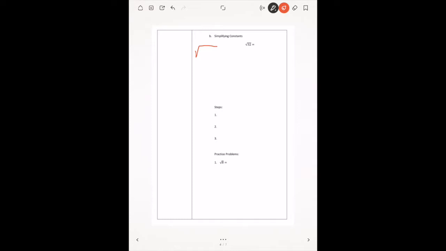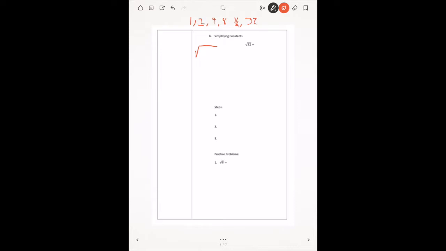There are a lot of numbers that multiply together to give me 32. There's 1 and 32, there's 2 and 16, there's 4 and 8, right? There are a lot of different numbers and combinations I could have here. So which of these should I pick? Well, I'm going to pick the one that deals with the perfect square. I'm going to pick the biggest perfect square that goes into 32.